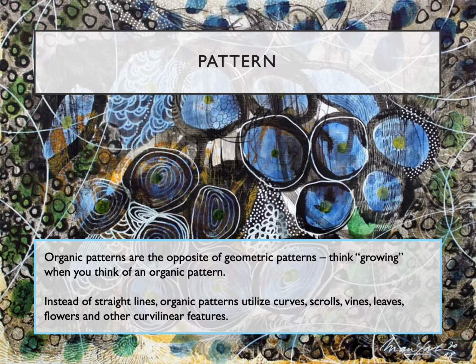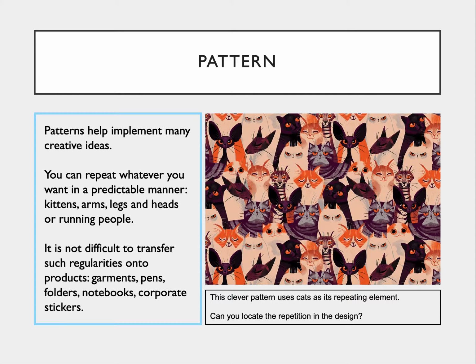You can use text, or you could use words. Organic patterns are the opposite of geometric patterns. And whenever you talk about organic patterns, we're talking about things that grow or mutate or breed or meander, right? So instead of straight lines, there are organic patterns, curves, scrolls, vines, leaves, flowers, curvilinear shapes. And the example given in the background is there's a pattern there, but it is very organic in every conceivable way.